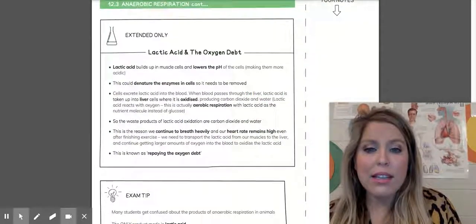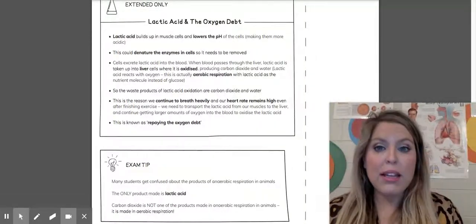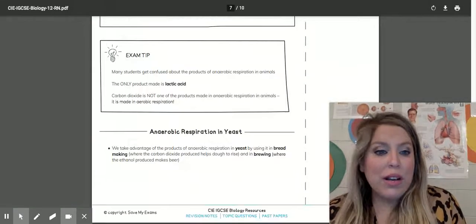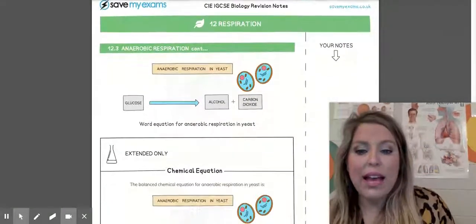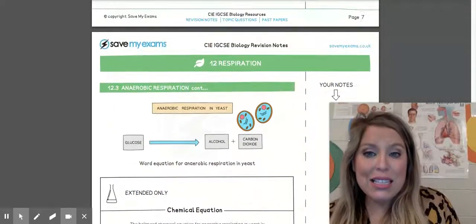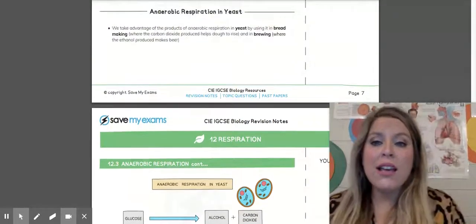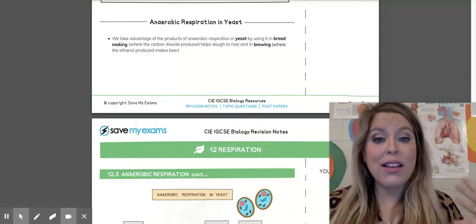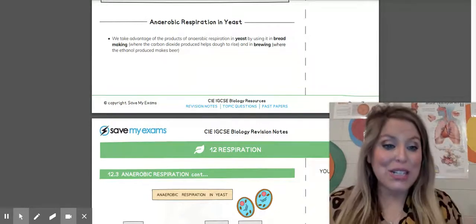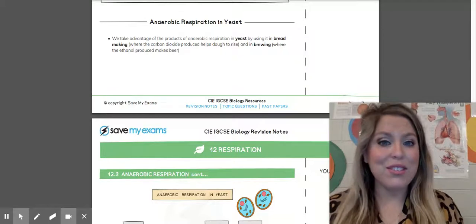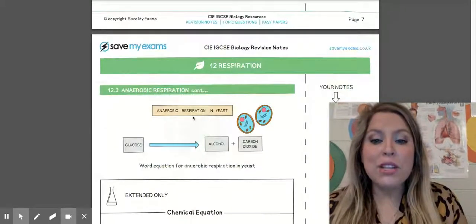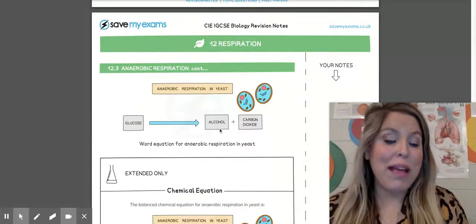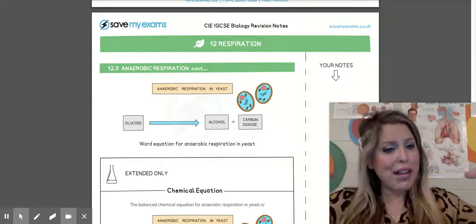Okay. Now, in a few videos, we'll talk about the lactic acid and the oxygen debt and what's going on when we have that. But we also have anaerobic respiration in yeast, which is different than in our body. So just to touch on that, yeast is part of a process that takes on anaerobic respiration to use in bread making, also brewing. So let's look at that equation. Glucose is broken down to form alcohol plus carbon dioxide. So this is why bread rises, okay?